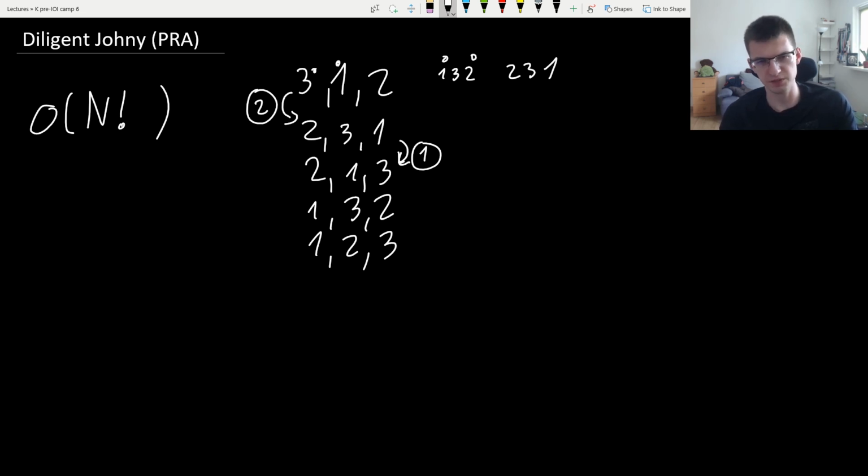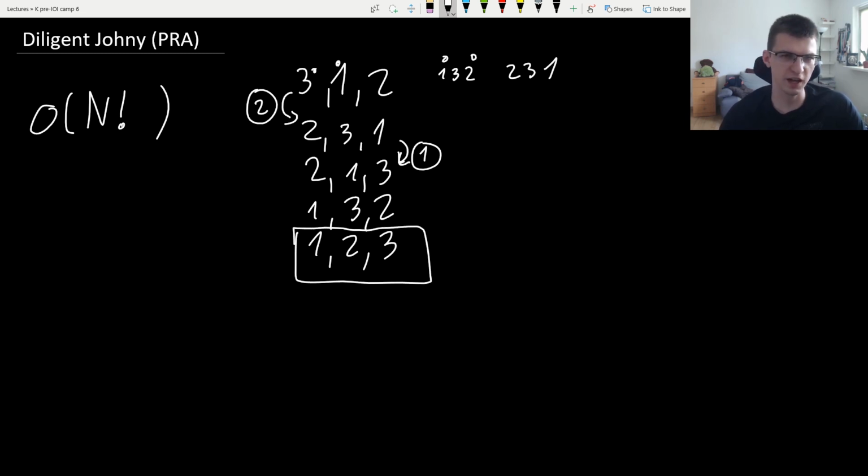To find the previous permutation in the subtask for n up to 8, whatever it was in the problem, we could use next permutation. I don't know if there is a function previous permutation. I'm not aware of that. But I would start with the sorted permutation, and I would run next permutation of that. There is a function next permutation in C++, till we get the permutation from the input.